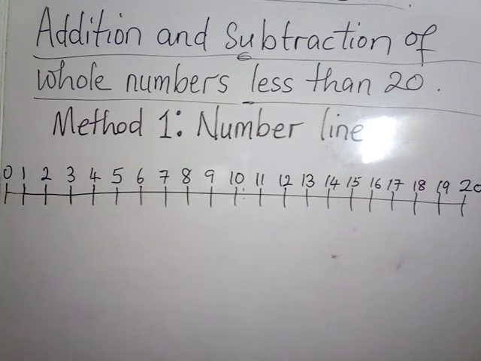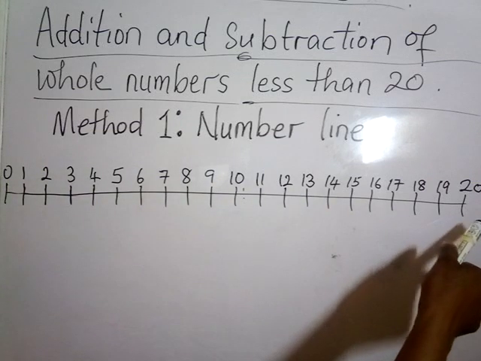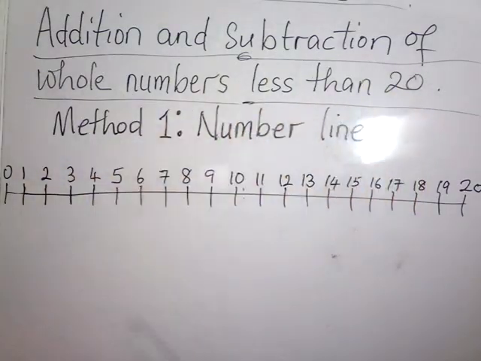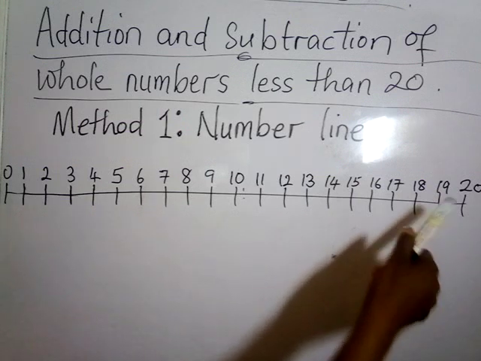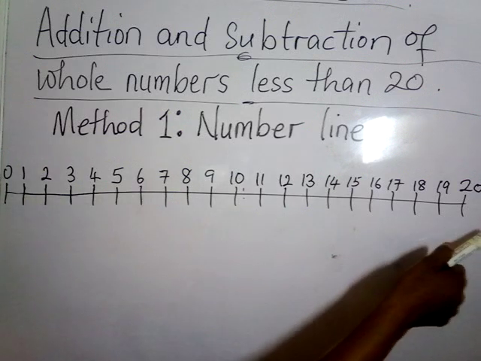Now, a number line can be from 0 to 10. A number line can be from 0 to 20, it can be from 0 to 100. It just depends on what it is needed for. So the number line we're using here is from 0 to 20, because we are looking at numbers less than 20. So we just consider it up to maybe 19, since it's numbers less than 20. That's what we have in the curriculum. So this is your number line.